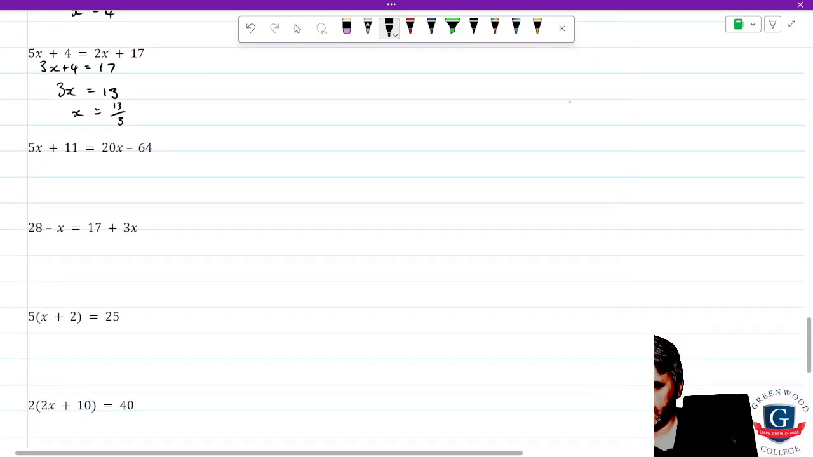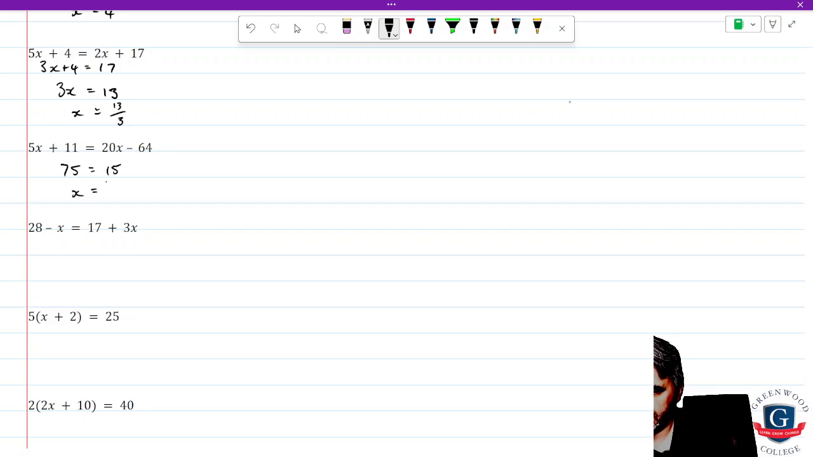Looking to the next one. Well, we might put the x's on this side because if I subtract 5x, this is going to remain positive. So we're going to add 64 to this side, which will be 75. We're going to subtract, which will be 15. X equals 75 divided by 15. So let's see, 4 15s are 60, so 5 15s are 75. So x equals 5.